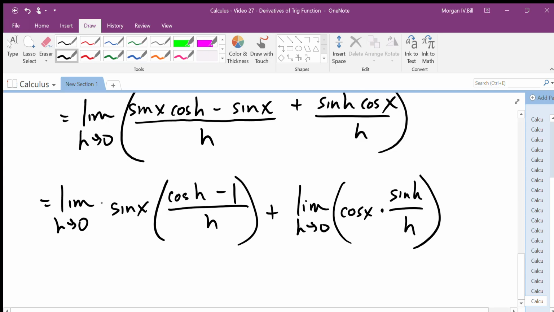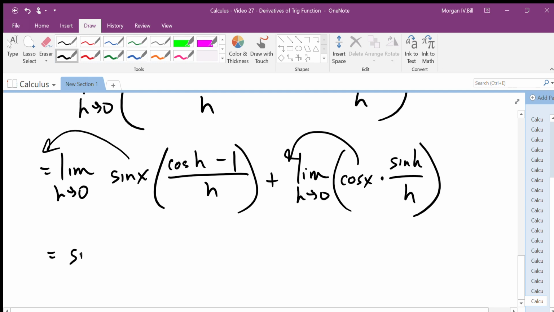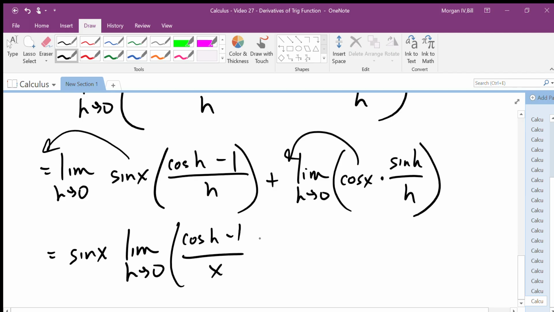But the sine of x here, that's just sine of x. There's no h's there. I could actually pull that sine of x out in front of the limit. It's not a constant, but it's not being affected by the h either. Similarly, on the right-hand side here, that's cosine of x. I can pull that out in front of the limit. And I get this. I get the sine of x times the limit as h goes to 0 of cosine of h minus 1 over h plus cosine of x times the limit as h goes to 0 of sine of h over h.